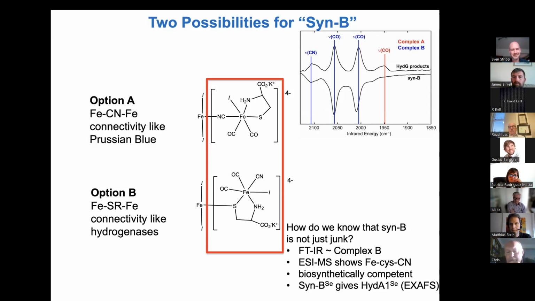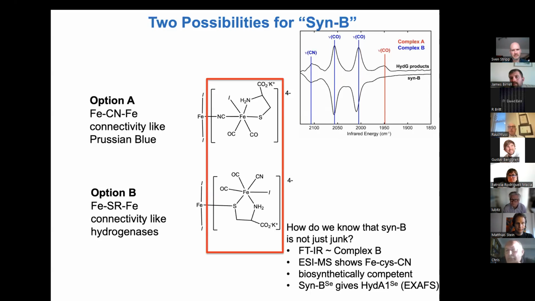And we are quite skeptical about our own work. And the FTIR, which is shown above, matches quite nicely the FTIR that is reported by Suis and Britt for complex B. The mass spec looks decent. It's not the whole thing, but it looks decent. And of course, the real big result is that this stuff is biosynthetically quite competent.